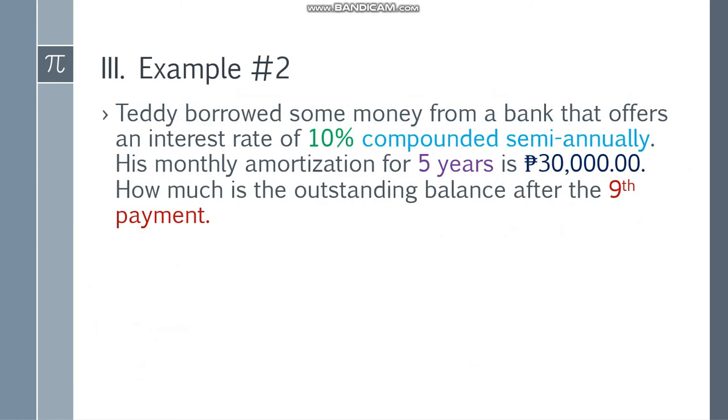Let's move on to example number 2. Teddy borrowed some money from a bank that offers an interest rate of 10% compounded semi-annually. His monthly amortization for 5 years is 30,000 pesos. How much is the outstanding balance after the 9th payment?